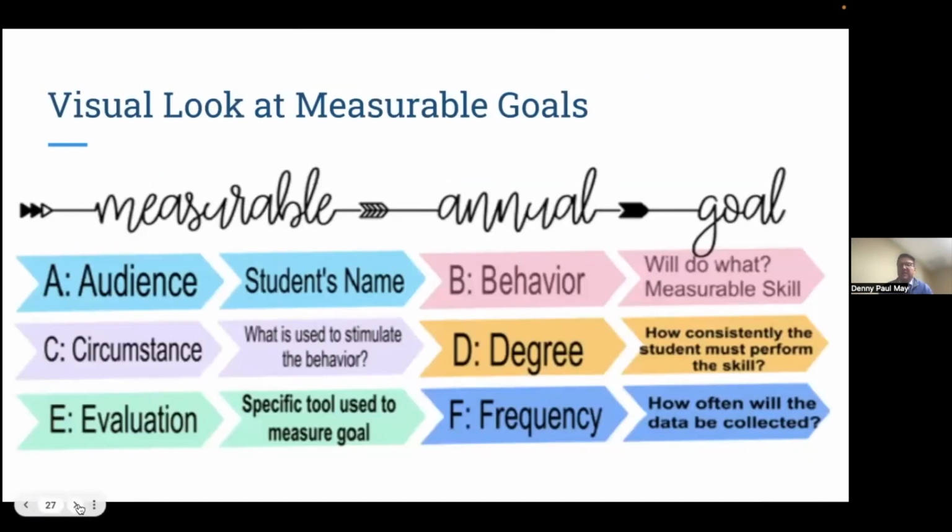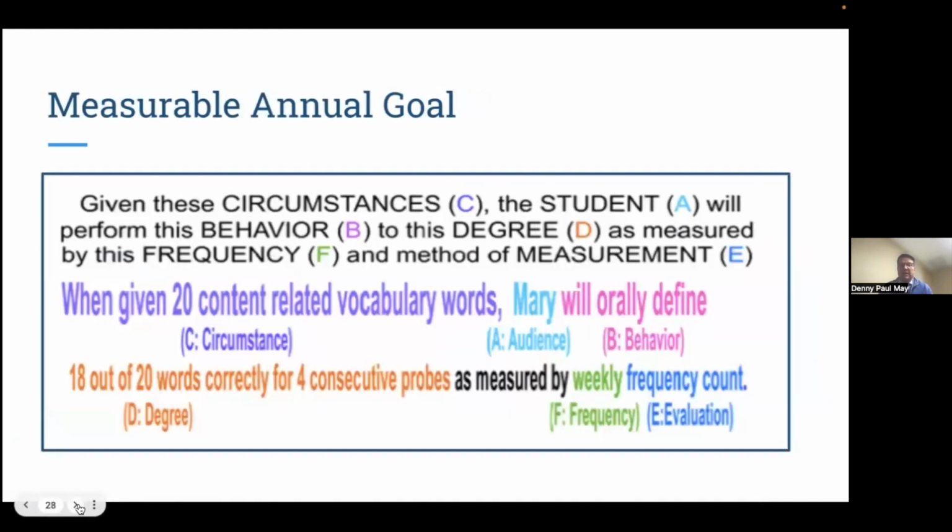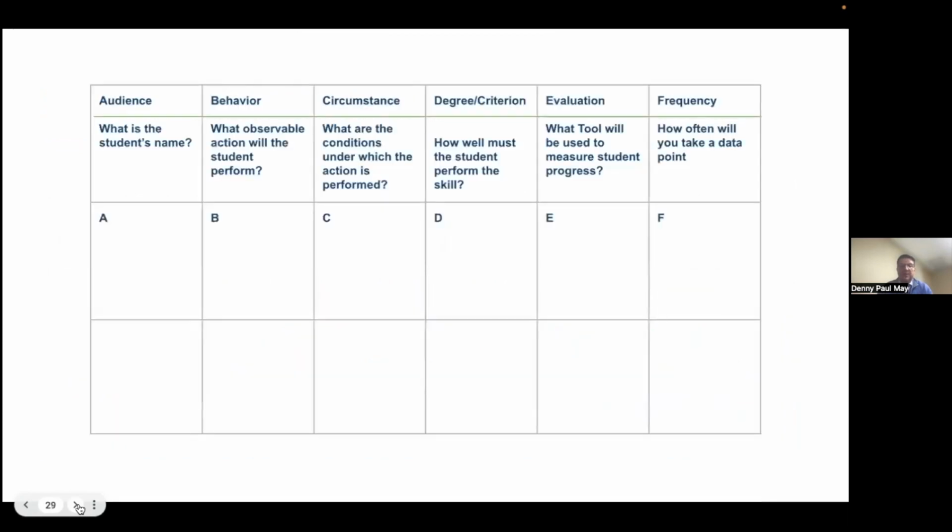All this information is in the IEP guidance document. You can see here how they've written this. And this is a visual capturing of the circumstance comes first, and then the audience, and then the behavior, then the degree and the criteria, and then the frequency and the evaluation method of measurement. So you can see in the IEP guidance document, there is support for writing a goal with all the 6 components.